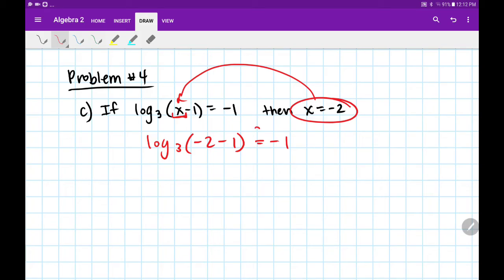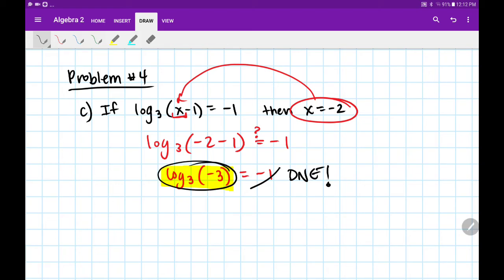Well, we need to see if that's true or false. So let's put a question mark. Let's simplify. That's log base 3 of negative 2 minus 1, which is negative 3, equal to negative 1? Wait a second. Slow down there. What is the problem that we've just encountered? Psst, look at the left side. Log of a negative number does not exist. So it can't equal negative 1. This is impossible. So I know this is false, just because I ended up taking log of a negative, which we know is not allowed.